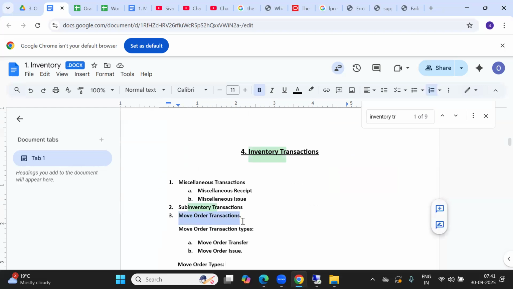So the move order transaction behavior is also the same, transferring quantity from one sub-inventory to another sub-inventory, but you will have a move order number and who created it. Once it is created, you can send it for approval, and the approver, maybe the warehouse director, warehouse manager or general manager, whoever it is, will approve it. Once he approves, you can do transact move order, meaning you can move the quantity from one place to another place in the system.